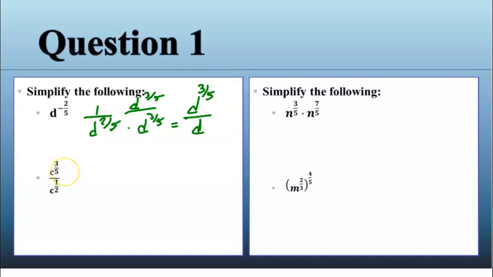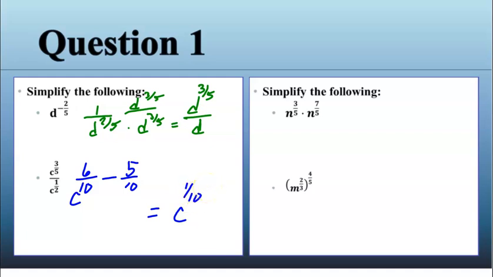This next one, I'm dividing like bases. So when I divide like bases, I subtract the exponents. So my exponents have fractions in it. So the common denominator of 5 and 2 is 10. So 3/5 would be 6/10 minus 1/2, and tenths would be 5/10. So our final answer would be c to the 1/10.